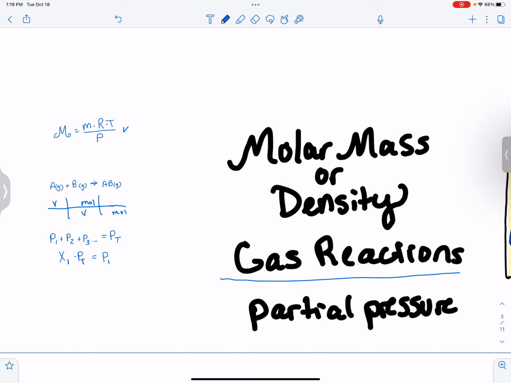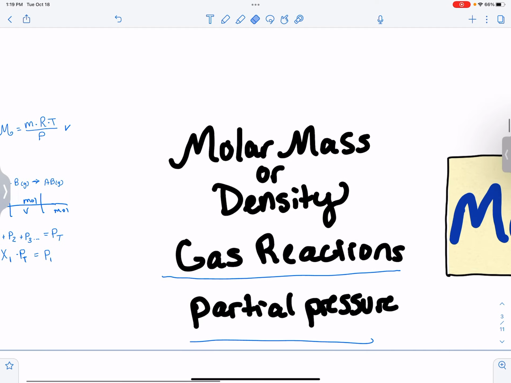And then you're going to learn about pressure again and how you can add up all the partials to get the total pressure. Or you can multiply times the mole fraction to get the pressure of 1. So just a heads up, those are the equations you're paying attention to in part 1.